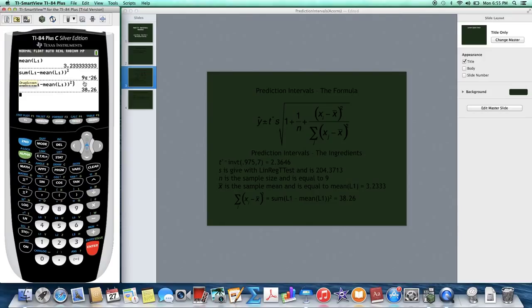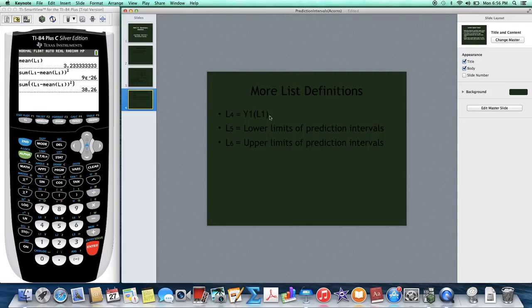Please excuse my dear Aunt Sally: parentheses, exponents, multiplication, division, addition, subtraction. But again, I'm glad this mistake happened. That tells us that we definitely are going to need those parentheses for the sum. So in any case, there is the sum of all the x's minus their mean quantity squared. It's about 38.26.